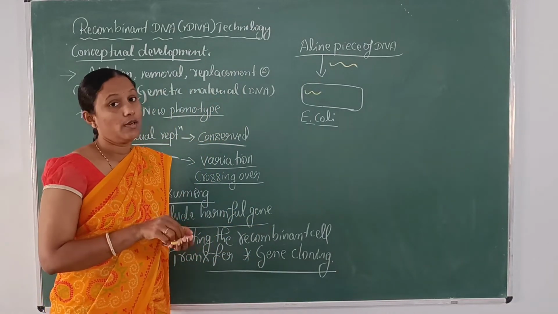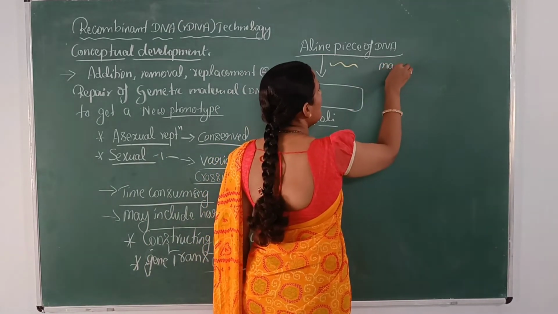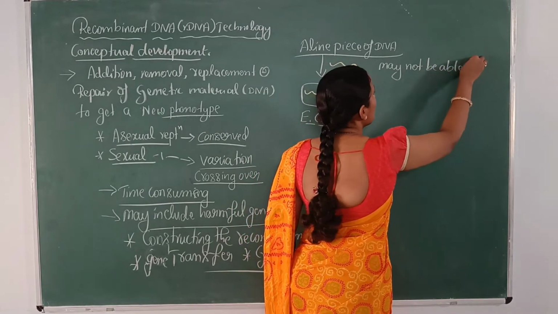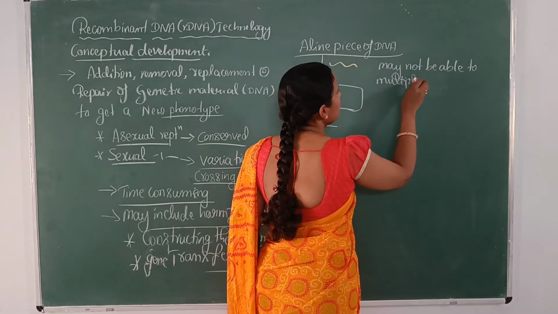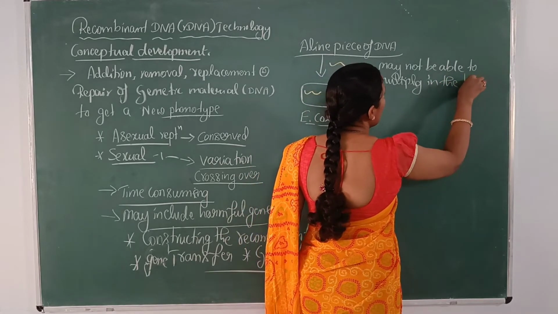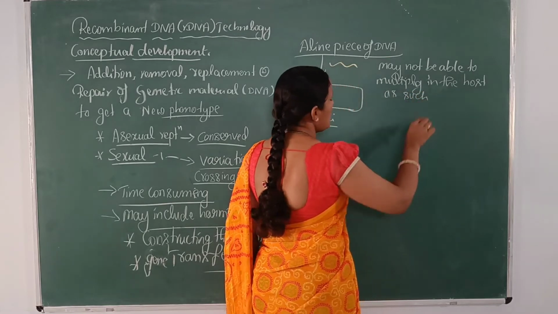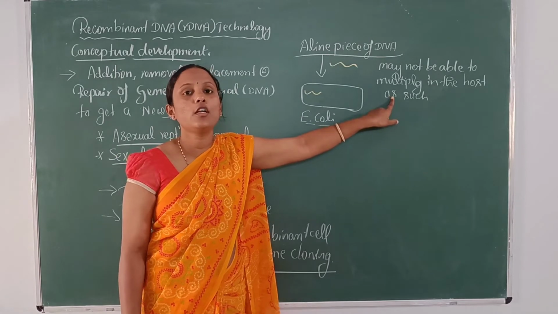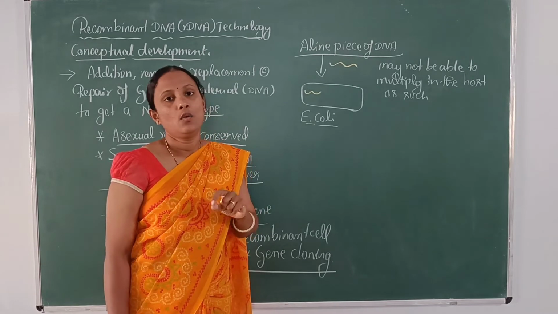What may happen naturally is that this alien piece of DNA may not be able to multiply, which means replicate, in the host as such. If it is present as such, then this alien piece of DNA may not undergo replication. That means it may not produce its copies.